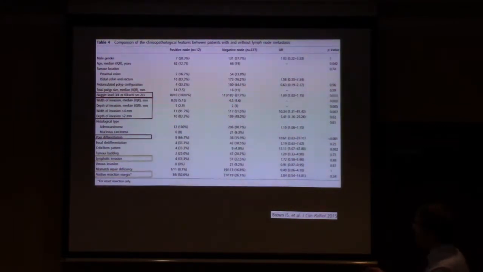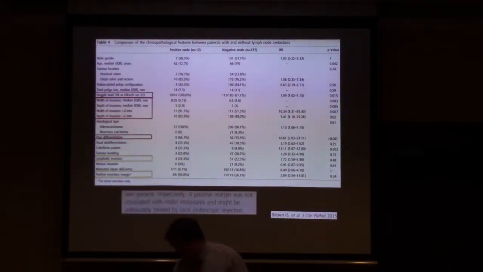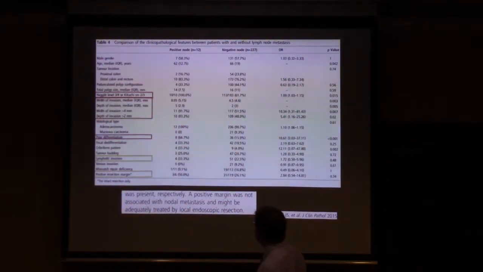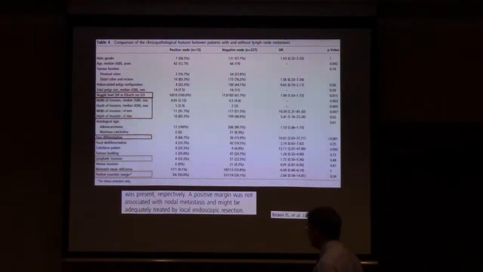There are different ways of assessing width and depth quantitatively. It's a bit problematic because these are kind of arbitrary cut-offs, so I think it's hard to turn that into practice. But certainly it's something that I would pay attention to now, the actual width of invasion, perhaps more than depth. In their hands, poor differentiation and width of invasion were the two risk factors most predictive of lymph node metastatic disease. Positive resection margin wasn't significant, and that led them to suggest that a positive margin was not associated with nodal mets and might be adequately treated by local endoscopic excision.